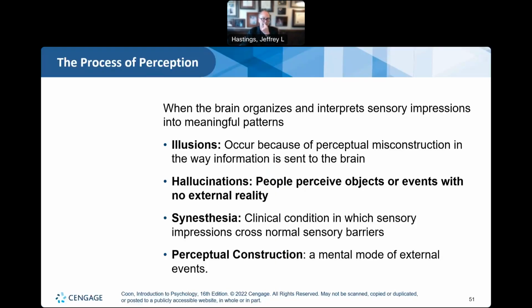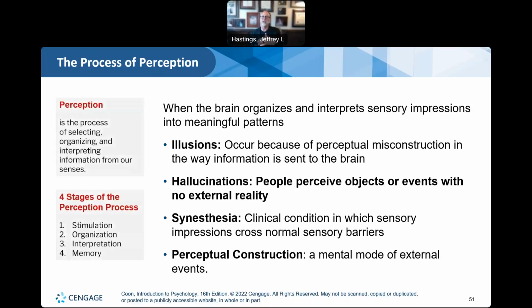Perception. Perception is a process of selecting, organizing, and interpreting information from our senses. Important question to know the answer to. Selection is focusing attention on certain sights, sounds, tastes, touches, smells in our environment. And something that seems especially noticeable and significant is going to be considered salient or noticeable.